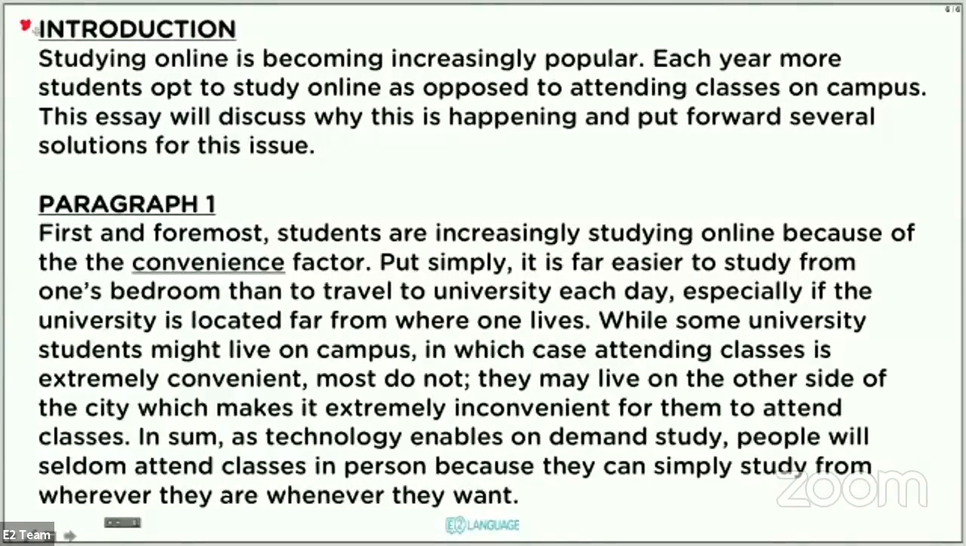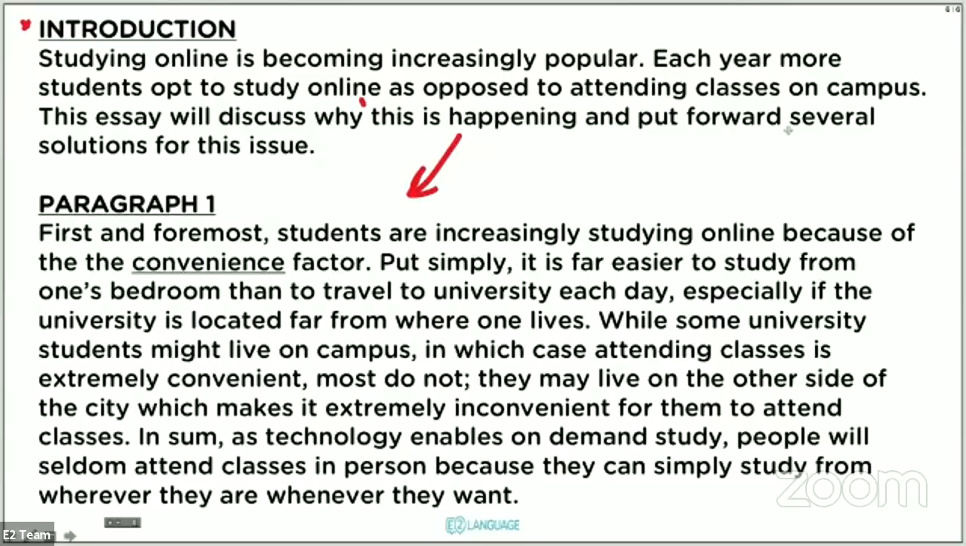Studying online is becoming increasingly popular. That's my background sentence. Now I rewrite the question prompt. Each year, more students opt to study online as opposed to attending classes on campus. Now I write my "this essay will" sentence. This essay will discuss why this is happening and put forward several solutions for this issue. So now I write my paragraph 1 here.